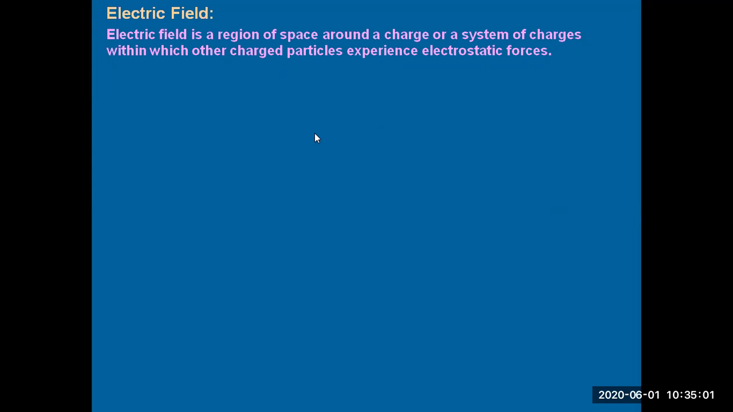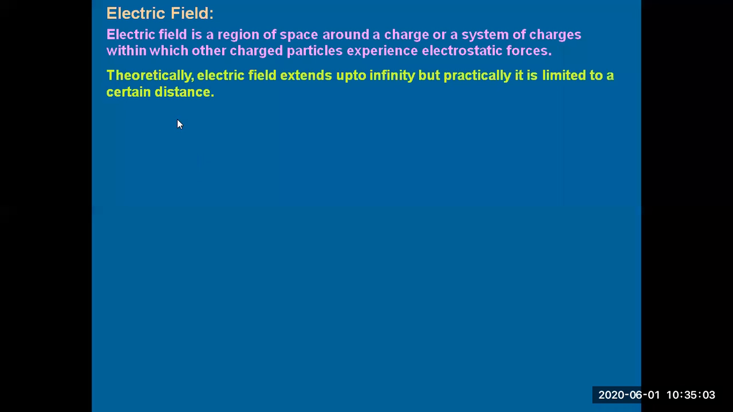Clear? Now the next thing we are going to see is theoretically how to write it in a book. We will write that electric field extends up to infinity, meaning it moves on and on, but practically it is limited to a certain distance. Theoretically, book-wise, we will say it is infinity, but we know when we do experiments, the field will not be there everywhere, only to a certain distance it is limited. Just keep that in mind.